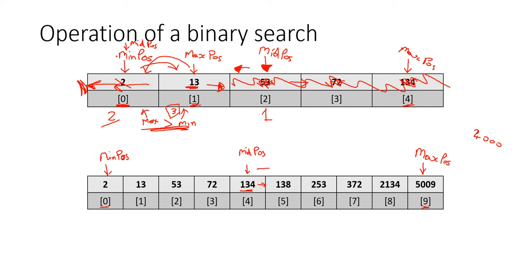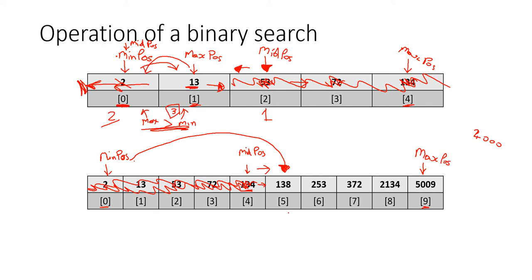So it must be to the right of this number. So we can discard everything to the left, and we move this min pos pointer to here, essentially discarding that side of the list, because it can't be in that side of the list. It's not possible for it to be in that side of the list. So our minimum position it can be is pointing to index 5.